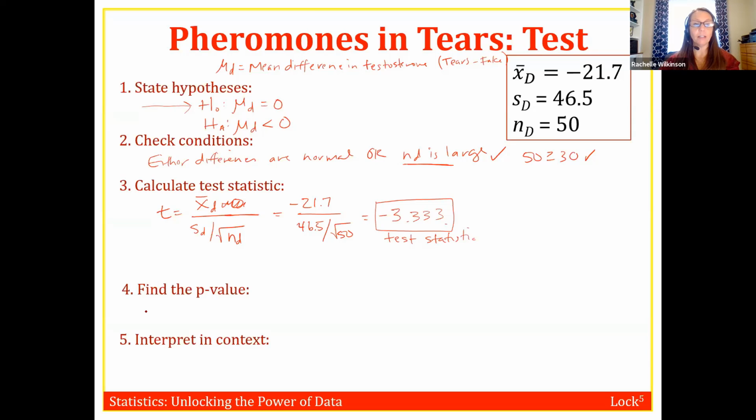So degrees of freedom, that's one of them. We need to know degrees of freedom, which in this case is equal to n minus 1, or nd minus 1. So it's the number of differences minus 1. So we're going to have 50 minus 1, which is 49.